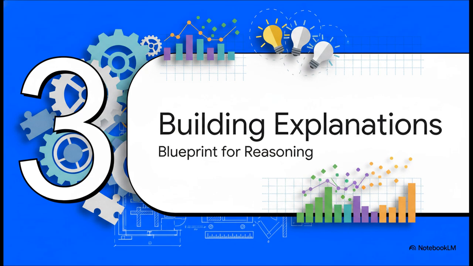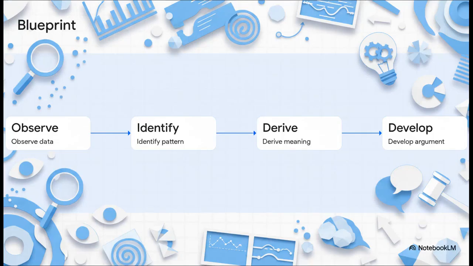Section 3, Building Evidence-Based Explanations, the Blueprint for Reasoning. So spotting a pattern is really only half the battle. Next, we have to actually figure out the why. Here is that step-by-step blueprint.